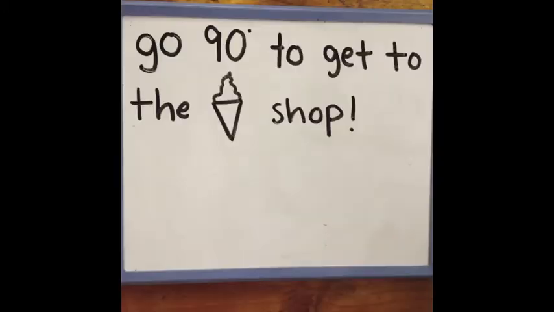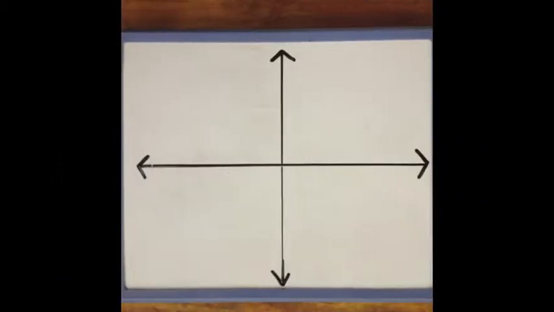Let's go to the ice cream store. Map, how do we get there? Go 9 degrees to get to the ice cream shop. Okay, let's go! Hey, this isn't the ice cream shop. Let's learn about angles.